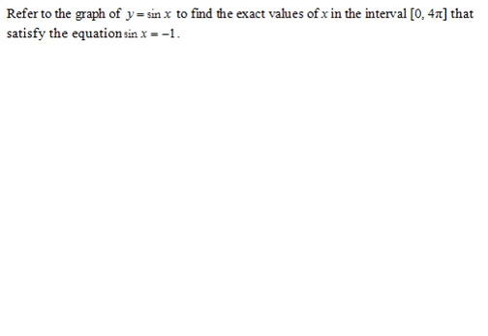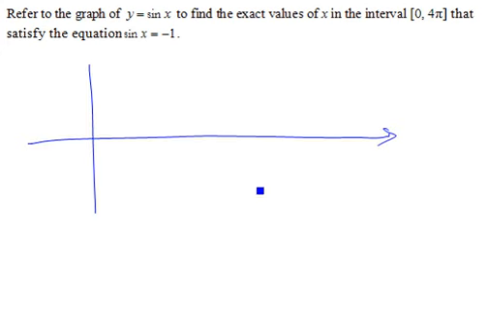Refer to the graph of y equals sine of x to find the exact values of x in the interval from 0 to 4 pi that satisfy the equation sine of x equals -1. Well, we better sketch the graph of sine of x over the interval that we're looking at. If we have our x-axis here and our y-axis here, we're going to graph y equals the sine of x.